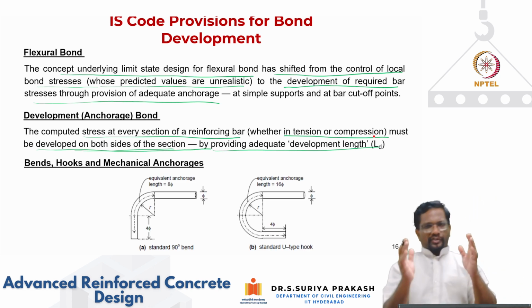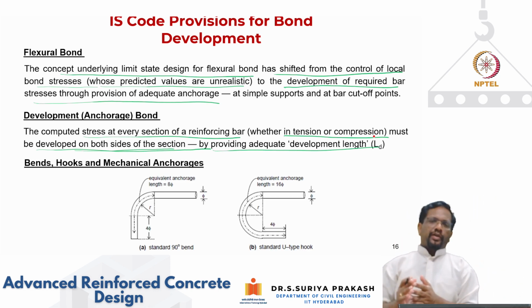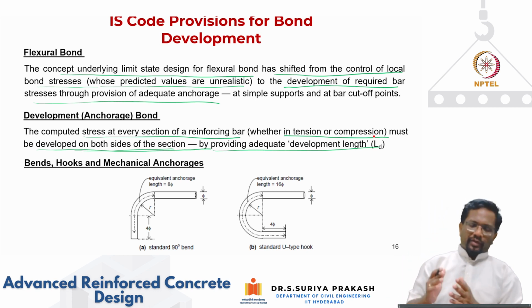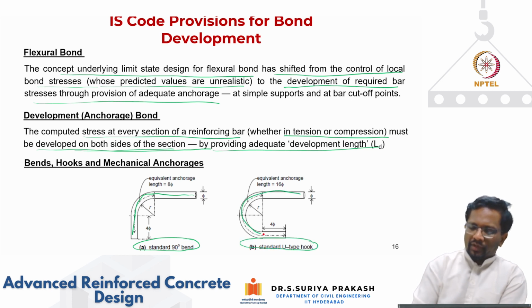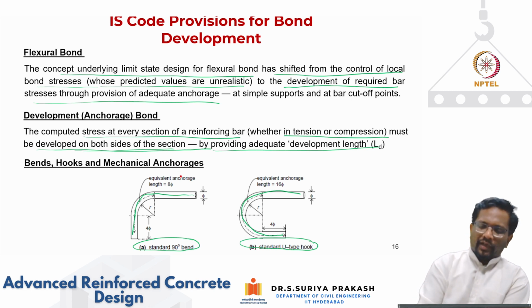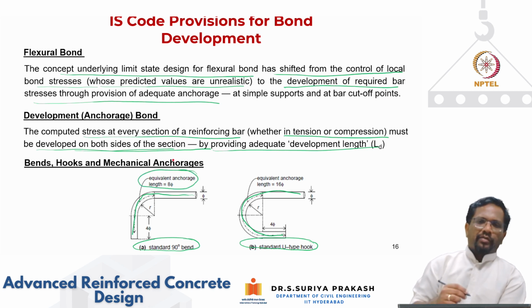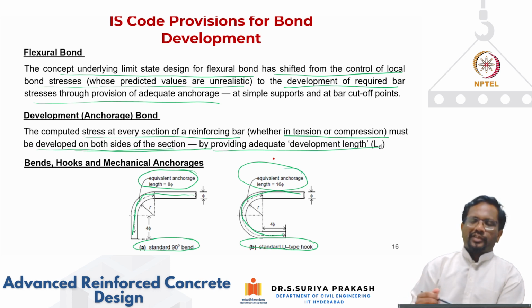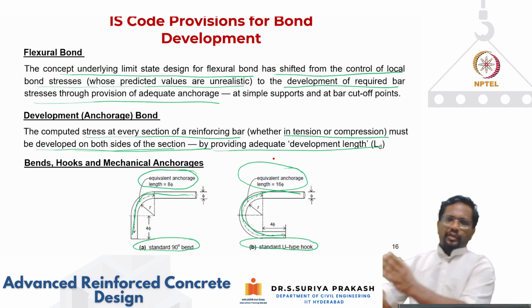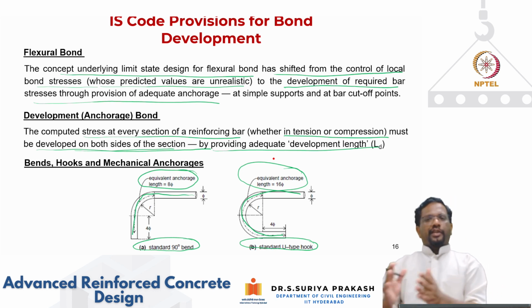If your straight bars are not able to provide the stress required for the demand, then we can provide these kinds of bends. These are the standard 90-degree bend and the standard U-type hook. When you provide these hooks, I can take an equivalent anchorage of 8 times the diameter of the bar for a 90-degree bend. For a U-type hook, I can take an equivalent anchorage length of 16 times the diameter of the bar. So in addition to your straight portion, I can also add 16 times the diameter.